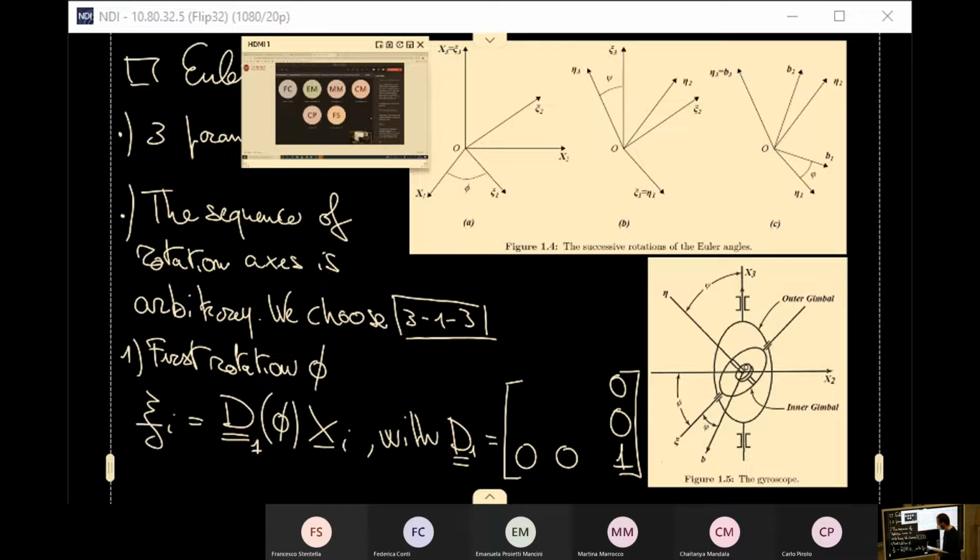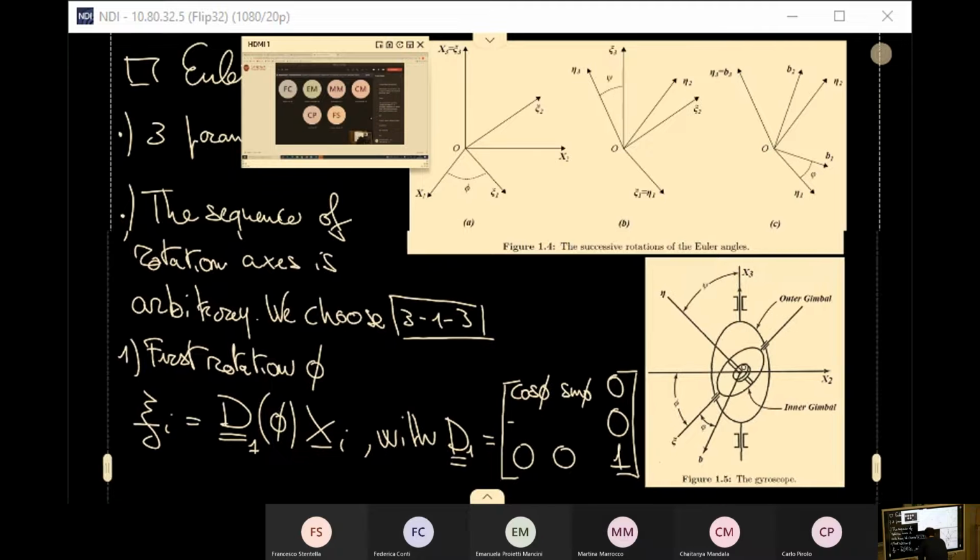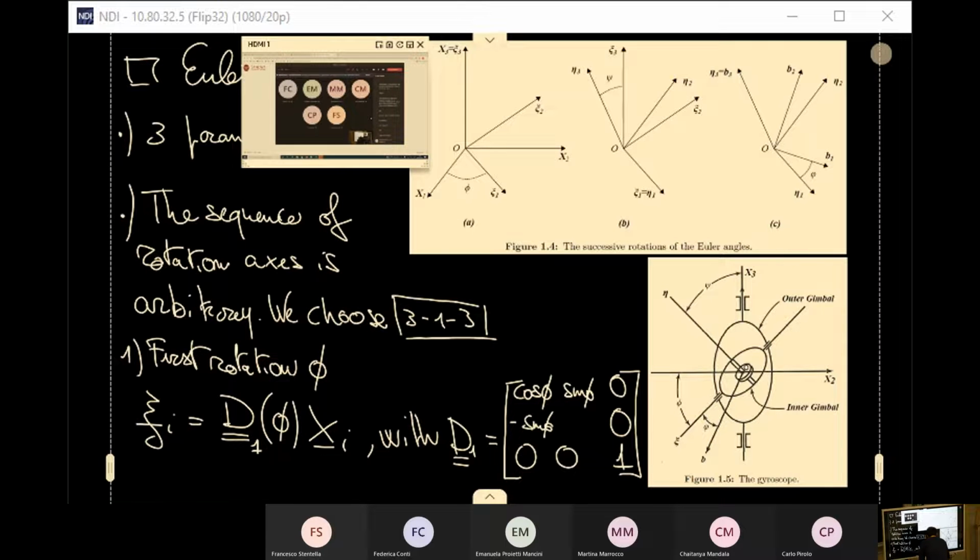So that's why, in fact, this matrix D has this form: cosinus of phi, sinus of phi, minus sinus of phi, cosinus of phi. Okay? All right.